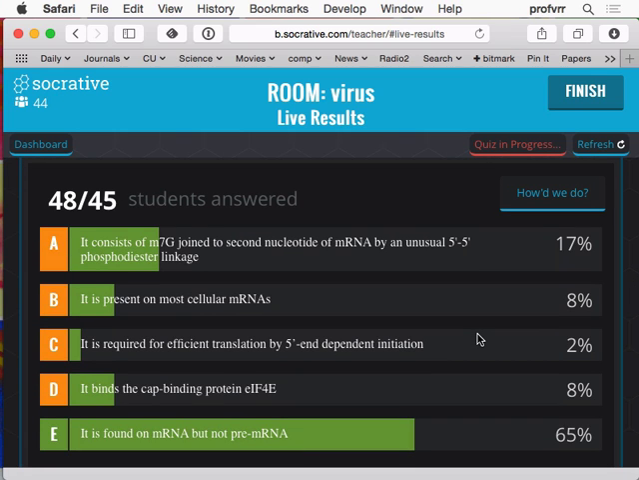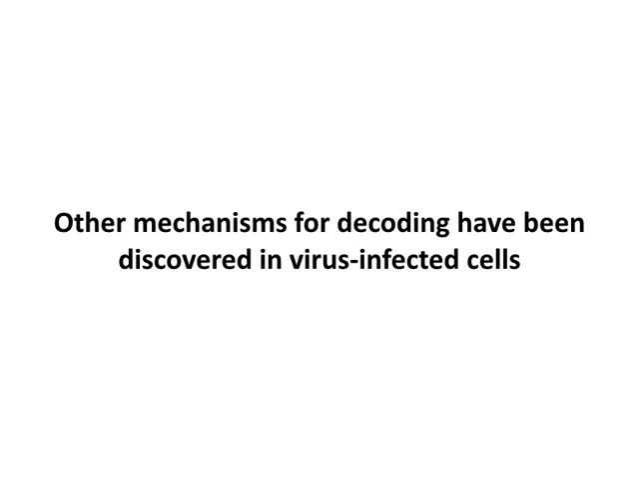65% of you correctly answered it's found on mRNA, but not pre-mRNA. The cap, if you remember from our discussion of transcription, is added after the RNA polymerase has begun transcribing 20 or 30 bases. So it's in the nucleus, and the cap is there in the pre-mRNA in the nucleus. So caps are there as well as on mRNA, so that's the incorrect statement. All the other ones are correct. A lot of you picked A, but it is joined to the second nucleotide by an unusual 5' to 5' phosphodiester linkage.